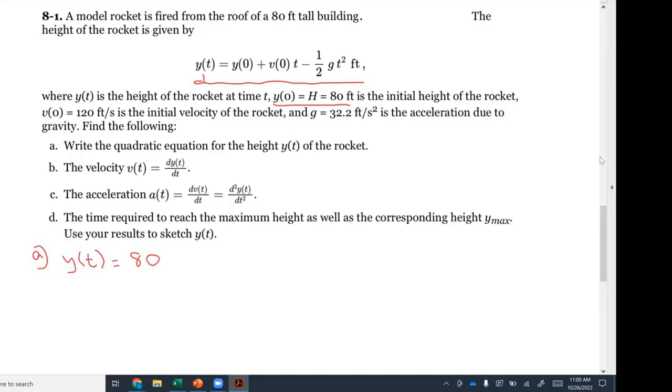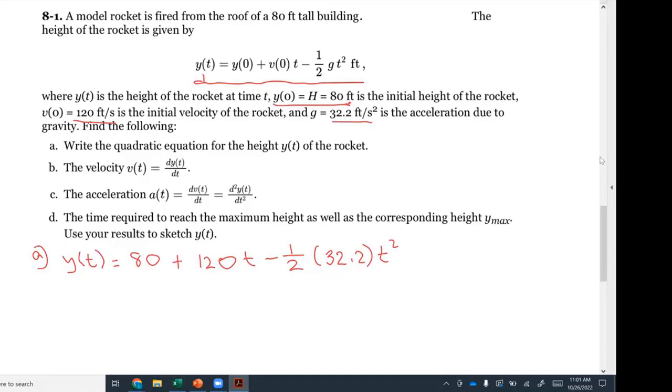feet is the initial height of the rocket, v sub 0, so plus 120 feet per second. So there's no conversions needed yet, times t. So this is in feet. If I multiply this by seconds, it'll be in feet. And if I multiply this by seconds squared, it'll be in feet, which is probably, yeah, t squared. And then I have minus 1/2 times g, that's gravity, 32.2 feet per second squared times t squared.